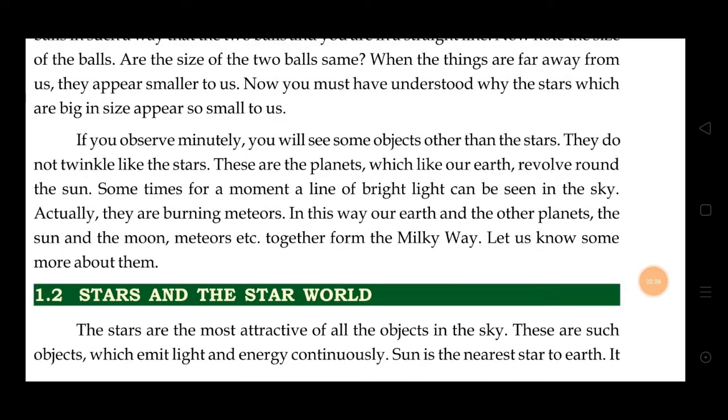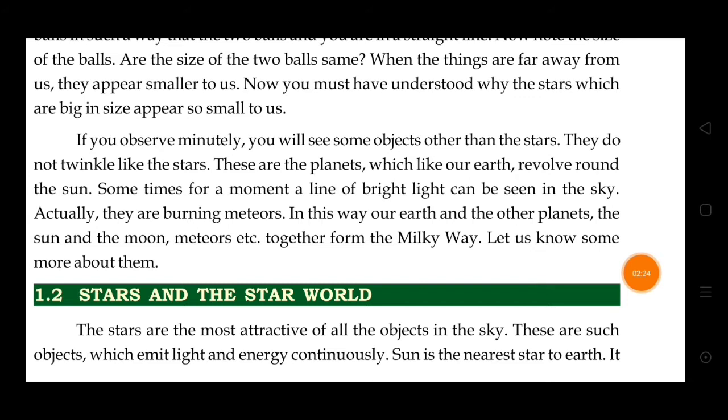So if you observe minutely, you will see some objects other than the stars that do not twinkle like stars. So what are they? They are not stars, they are planets. Because of the reflection of the sunlight, we see them bright, like a star.